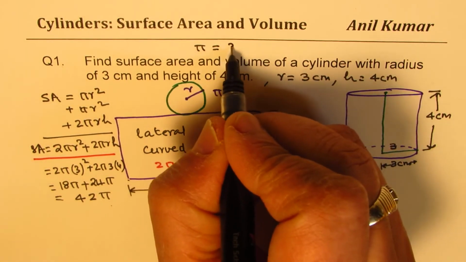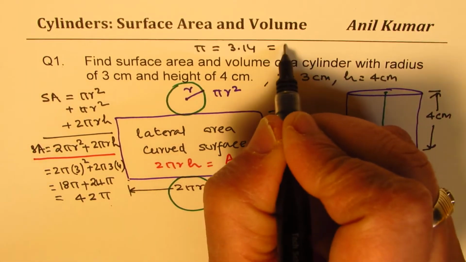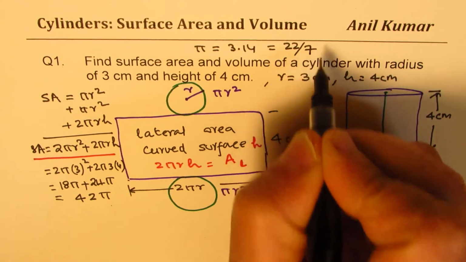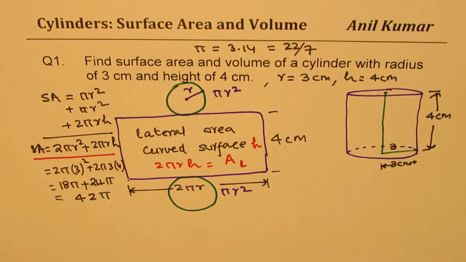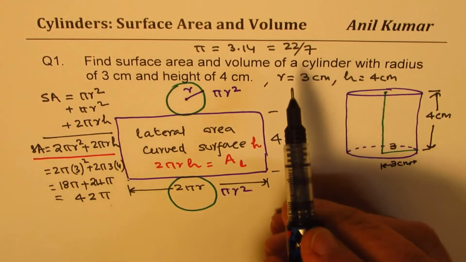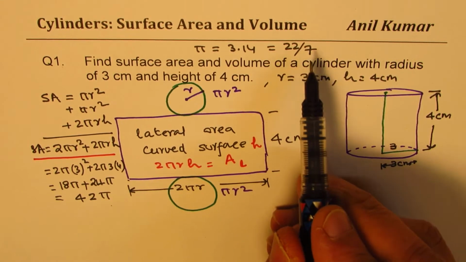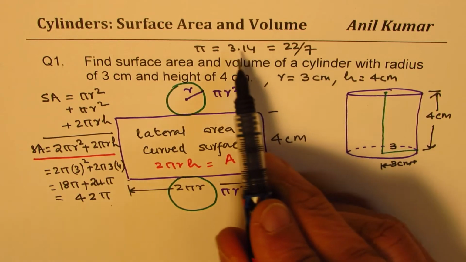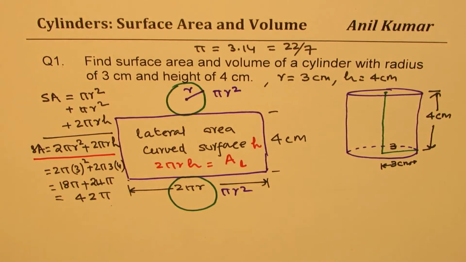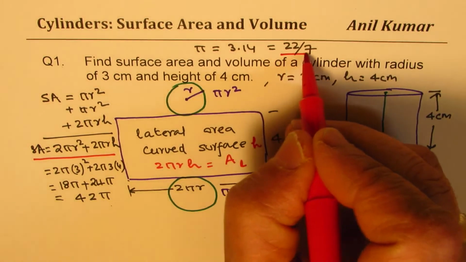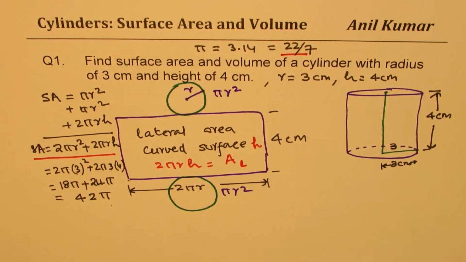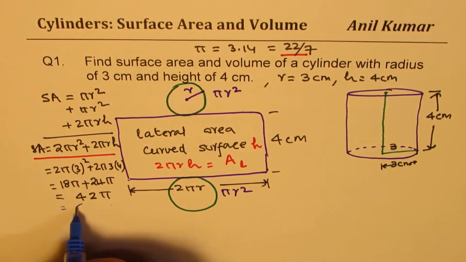So always take pi as 3.14. Also, you could take it as 22/7. Now, as you can see in this calculation, 22/7 is a very good value to take, which is more accurate than 3.14. So, let me use 22/7 and show you the calculations. So if I use 22/7 for pi, see what happens.